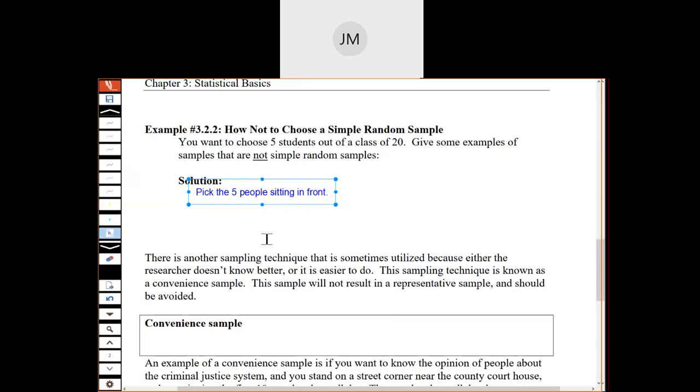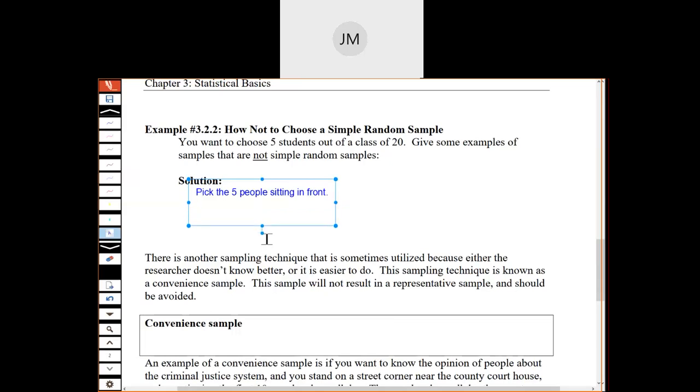Because if you're somebody who prefers to sit in the back, you will never be picked for the sample. So you're not just as likely as anyone else. Or maybe if you have poor eyesight and you always sit in the front so that you can see better, then you will always be picked in a sampling like this. And again, that's not a random sample. That doesn't make you just as likely as everyone else.